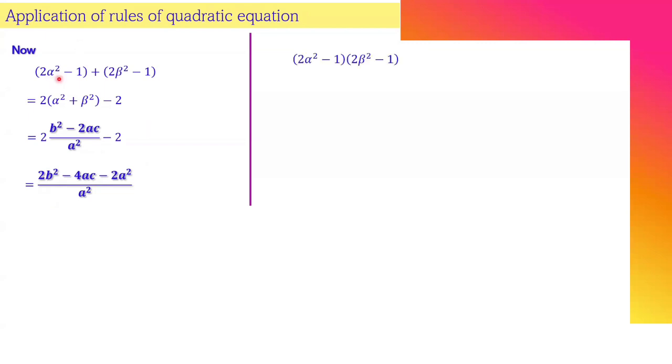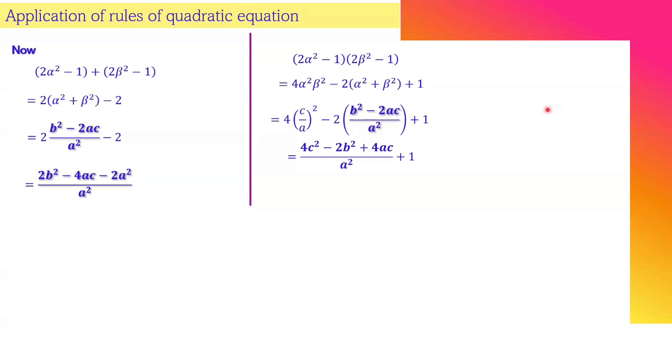So now we will take the product of these two. If you take the product, it will be 4 alpha square beta square minus 2 times alpha square plus beta square, plus 1. And then alpha beta is c over a. So this is 4 times c over a whole square, minus 2 times b square minus 2ac over a square, plus 1. Then we further simplify. So you will get it in this form.